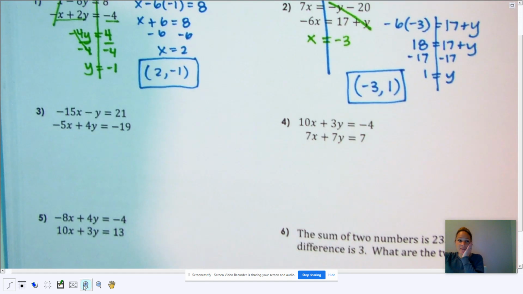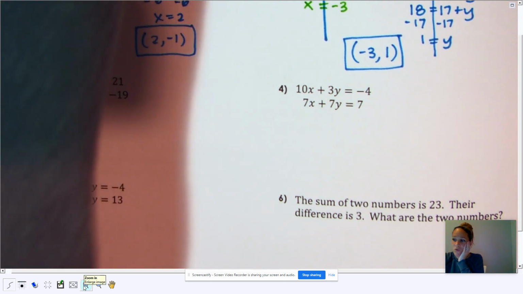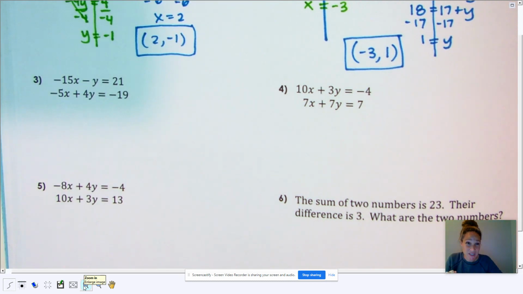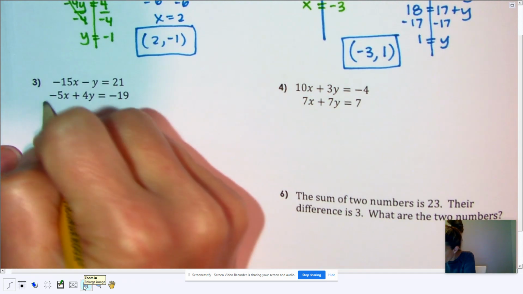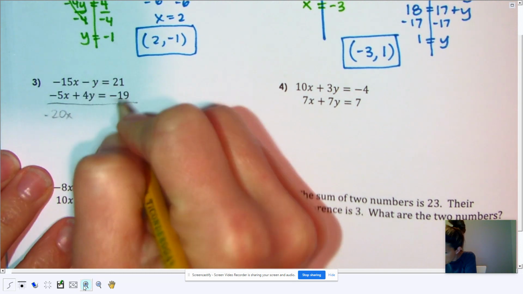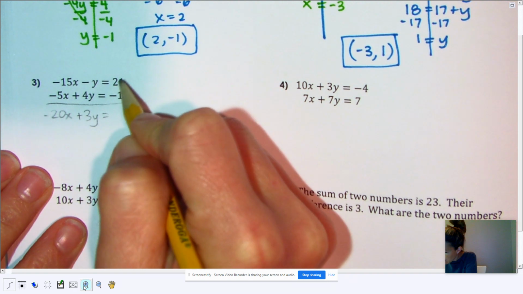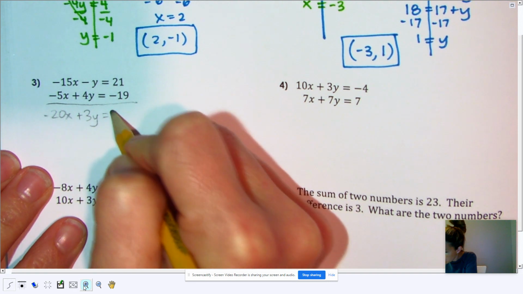So now, I know you guys are thinking, we're just going to keep adding these up and adding these up. I'm doing this in pencil just so that you guys can see what's going to happen on this because, okay, just track with me. So now, if I add these up, I would get negative 20x, and then I would get positive 3y, and I would get 21, take away 19 is 2, okay?